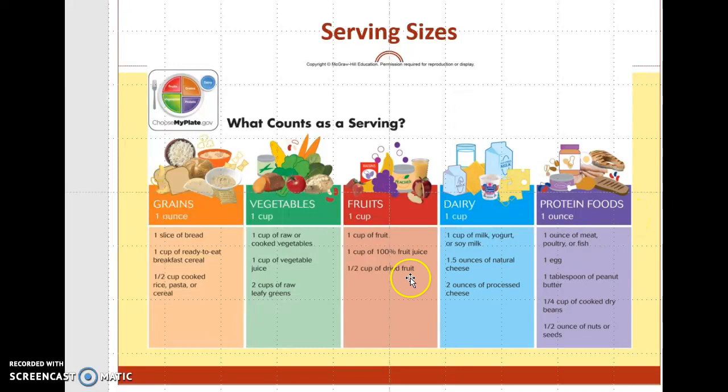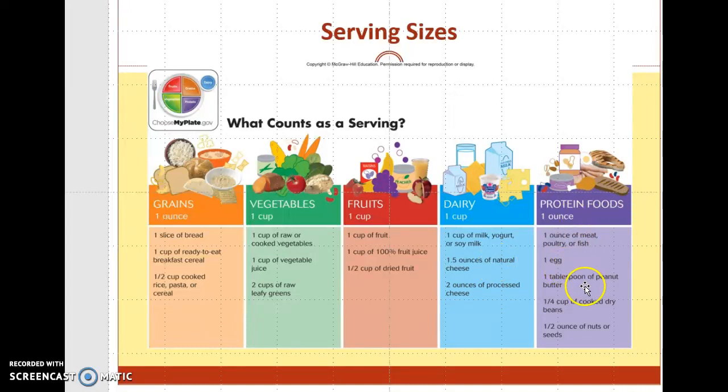There's some differences, people have different ideas about what a serving is, but basically, one serving would be a cup of fruit, or a cup of juice, or a half cup of dried fruit, or a slice of bread, a half cup of cooked pasta or rice, a cup of milk, 2 ounces of cheese. If it's processed cheese, you notice that the serving size is larger because there's usually less nutrients than a natural cheese.